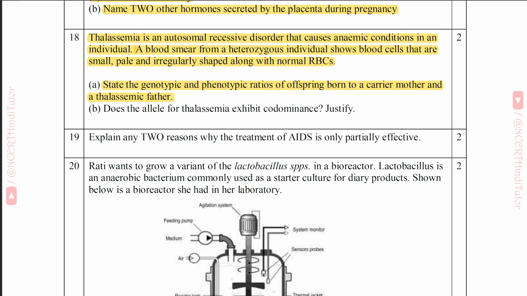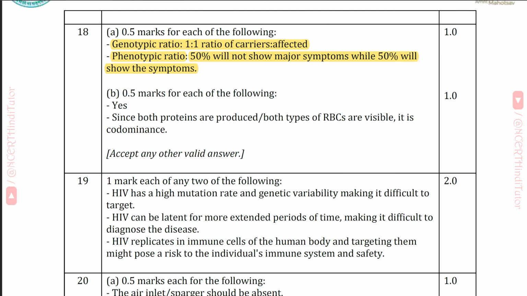B. Does the allele for thalassemia exhibit codominance? Justify. Answer. Yes. Since both proteins are produced, both types of RBCs are visible, it is codominance.